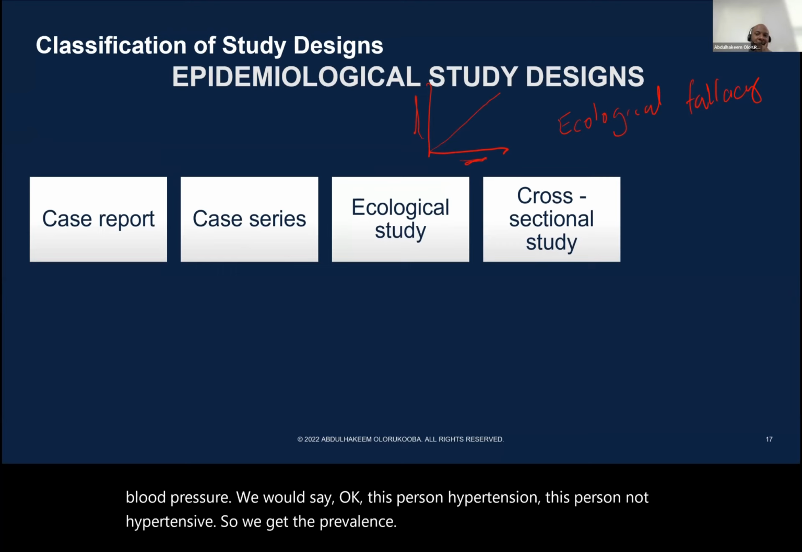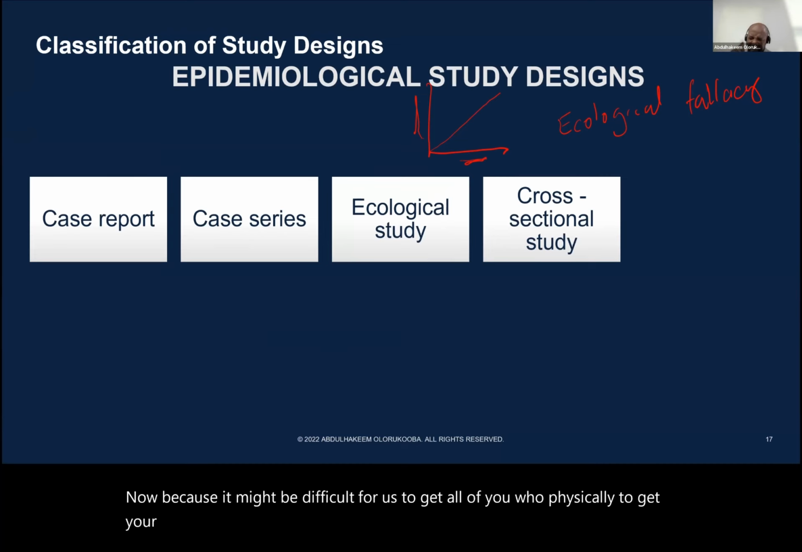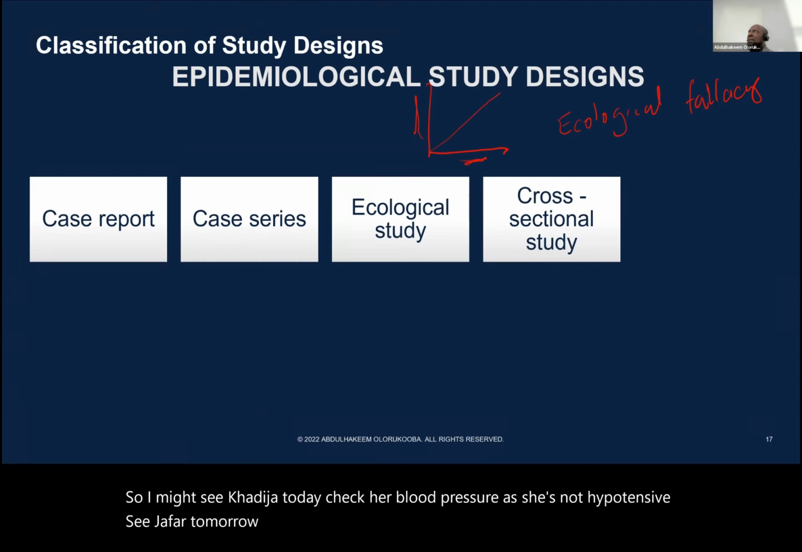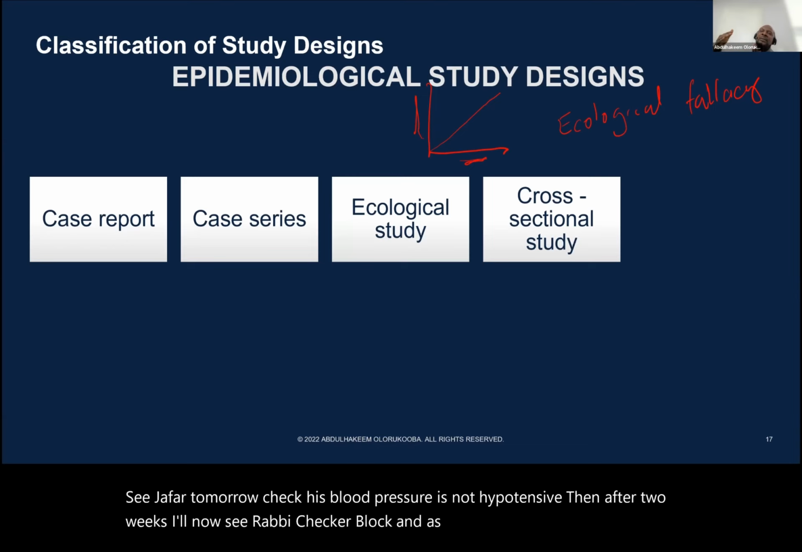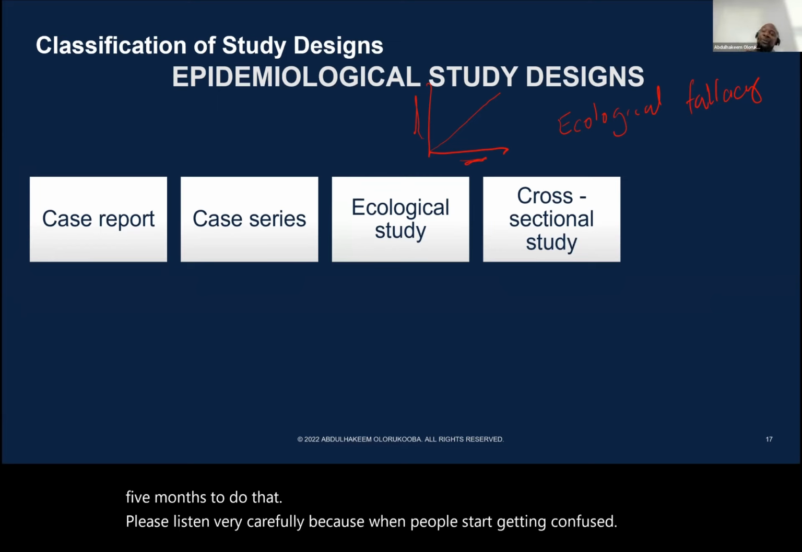Now, because it might be difficult for us to get all of you physically to check your blood pressures, and it might take us a long time, I might see Khadija today, check her blood pressure, and say she's not hypertensive. See Jafar tomorrow, check his blood pressure, say he's not hypertensive. Then after 2 weeks, I'll see Rabi, check her blood pressure, and it takes me 5 months to do that. Please listen very carefully, because this is where people start getting confused. It takes me 5 months to do that.